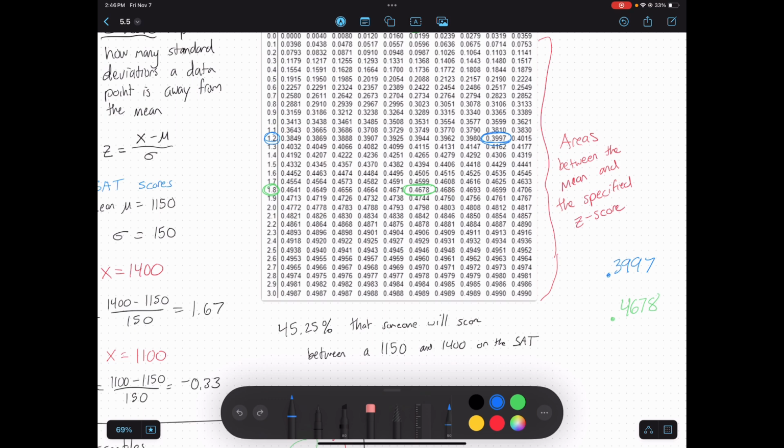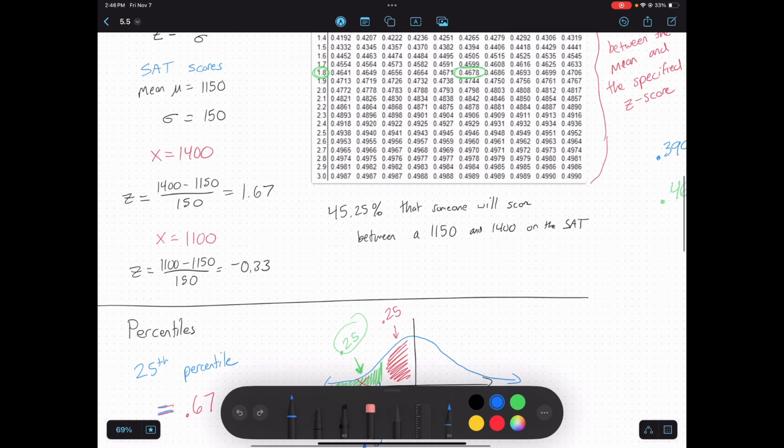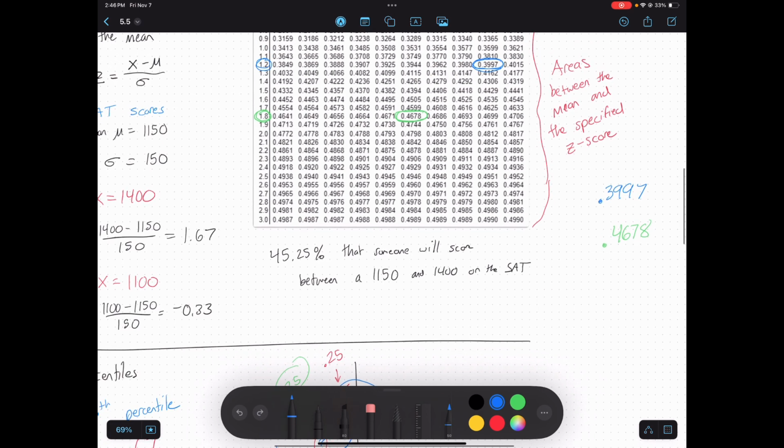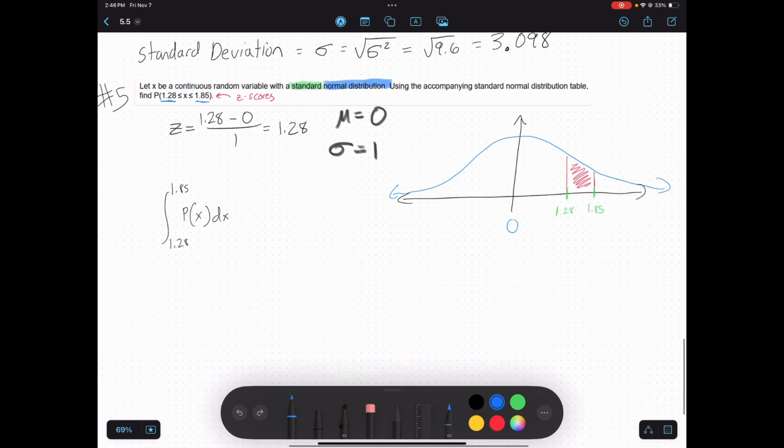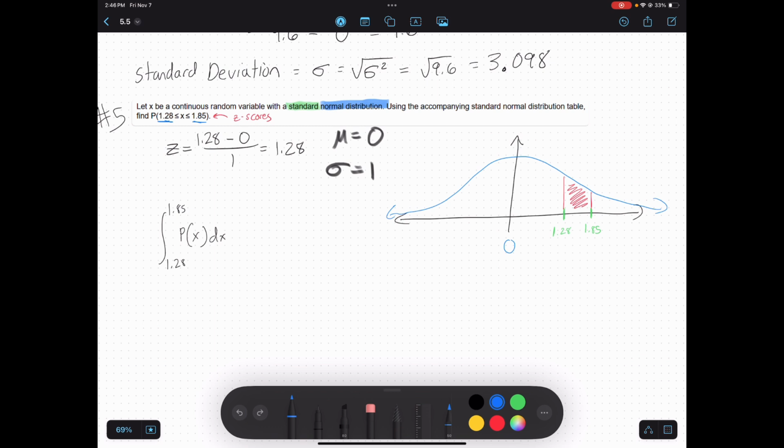How does this help me get my answer? Well, it helps me visualize what these areas actually represent. So that 0.3997 represents the area between my z-score of 1.28 and the mean. So that's this area right here. Well, that's not the area I want, right? So let's move on to the other one. The 0.4678 represents the area between my mean and 1.85. So it represents this whole area right here.